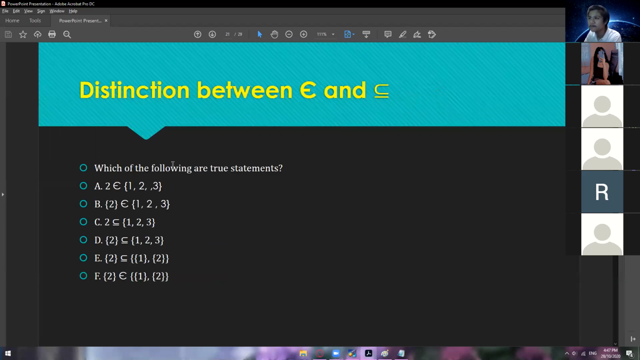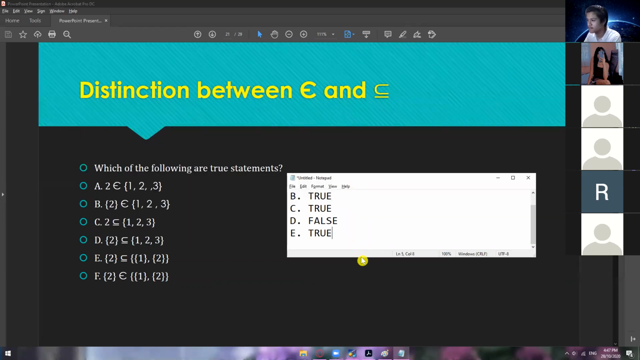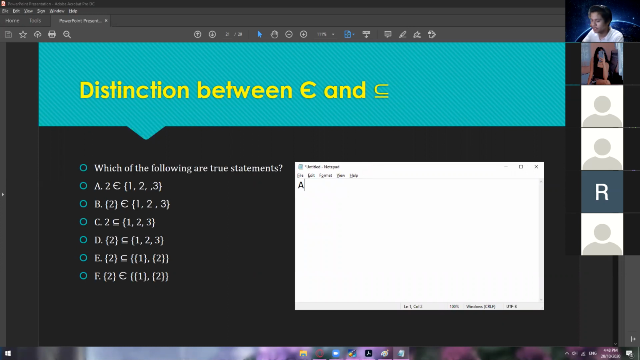So moving on, we have here the distinction between an element and a subset. Okay, so again, just a question. Which of the following are true statements? We have here, is 2 an element of {1, 2, 3}?